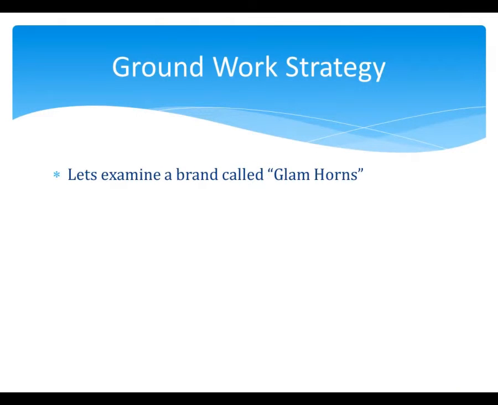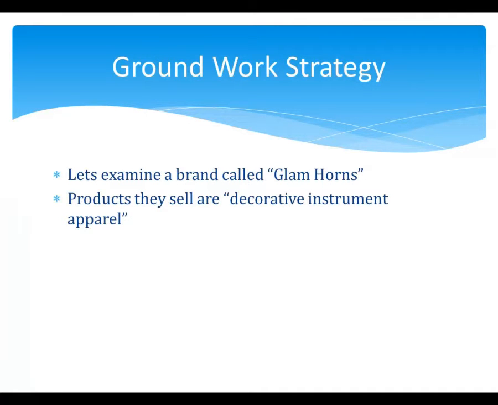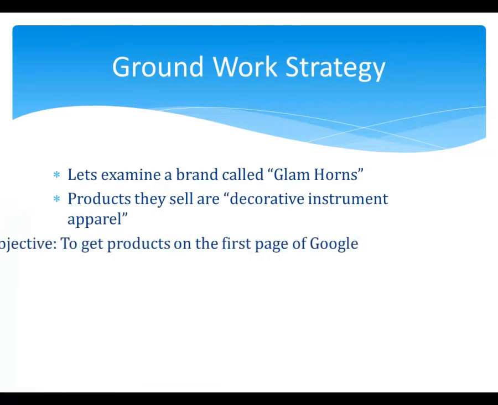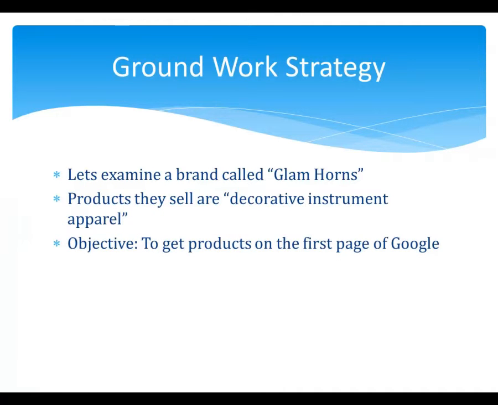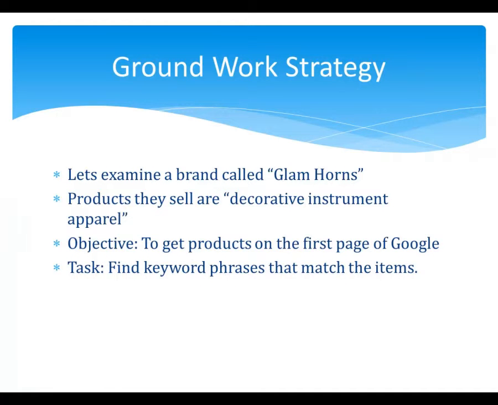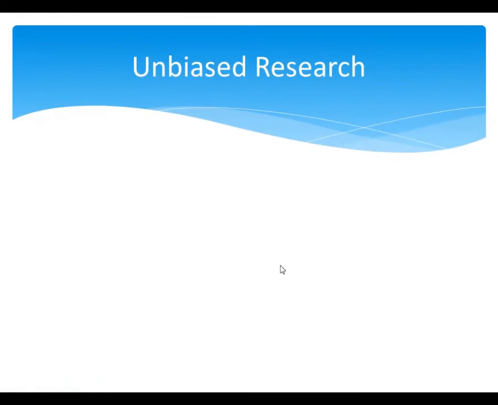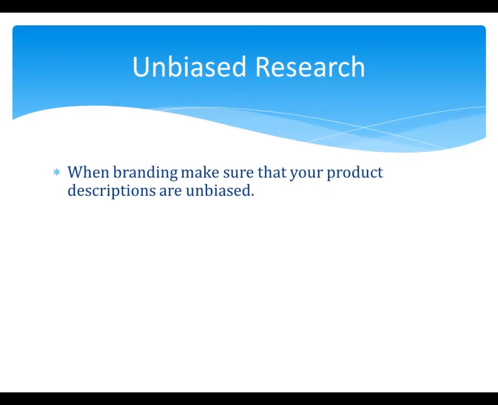Okay, so now Groundwork Strategy. Let's examine a brand called Glamhorns. Now right away, if you're looking at this for the first time, you have no idea what Glamhorns is. But it's a website that sells decorative instrument apparel. Now the objective is to get the products on the first page of Google. The task is to find keyword phrases that match these items, that are related to the content in Glamhorns, okay? So we want to conduct unbiased research.